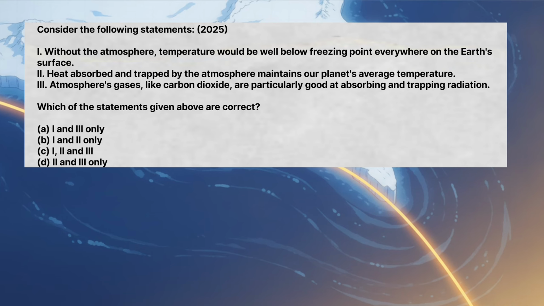Question 7, UPSC Prelims 2025. Consider the following statements. 1. Without the atmosphere, temperature would be well below freezing point everywhere on Earth's surface. 2. Heat absorbed and trapped by the atmosphere maintains our planet's average temperature. 3. Atmosphere's gases, like carbon dioxide, are particularly good at absorbing and trapping radiation. Which of the statements given above are correct? Option A, 1 and 3 only. Option B, 1 and 2 only. Option C, 1, 2 and 3. Option D, 2 and 3 only. Pause 5 seconds.